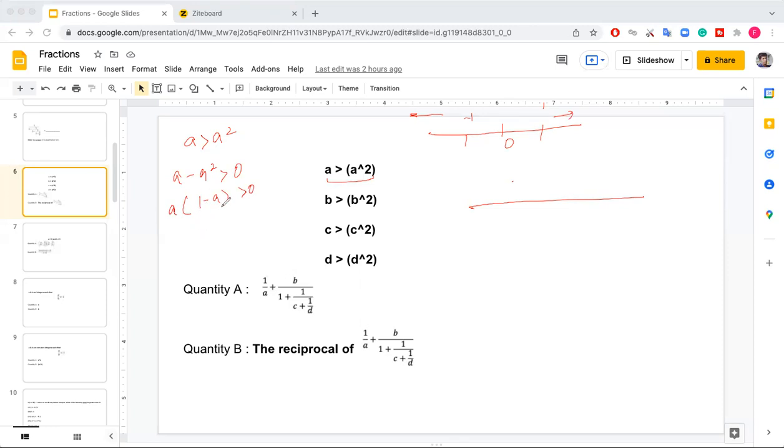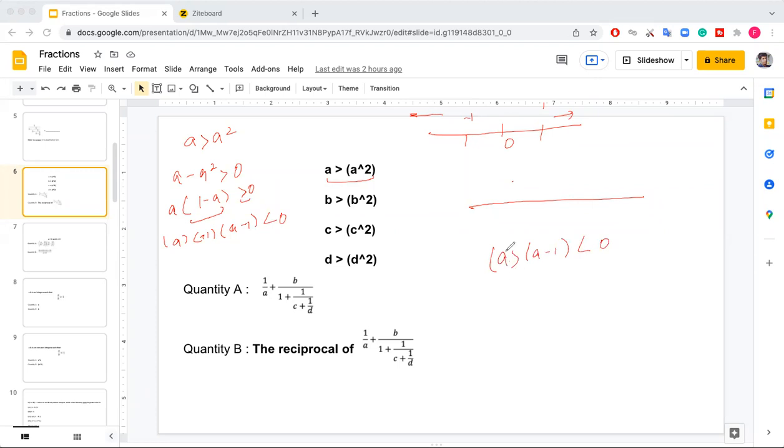If I multiply a negative sign on both sides, right? Because if I take common negative minus 1 common in this, it will become A into minus 1 into A minus 1 less than 0. Because if you multiply an inequality with a negative sign, the sign is actually inverted, right? So we have A into A minus 1 is less than 0, right?